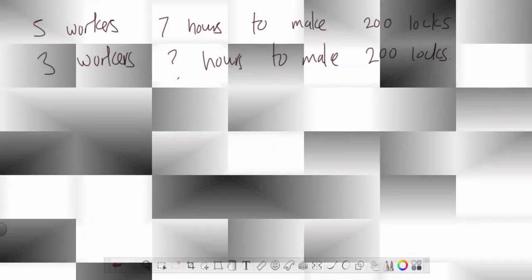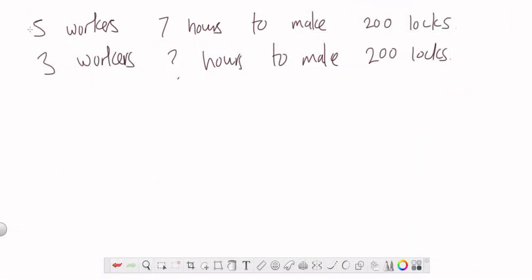Right, another example. It takes 5 workers 7 hours to make 200 locks. So that is the job, right? That there is the job. Then, how many hours will it take 3 workers to make 200 locks?